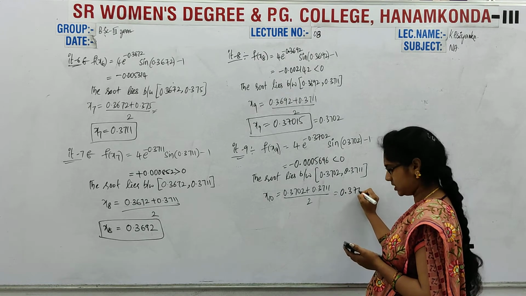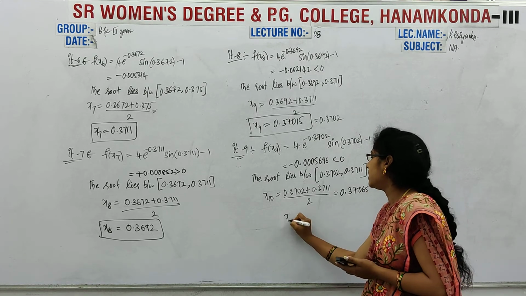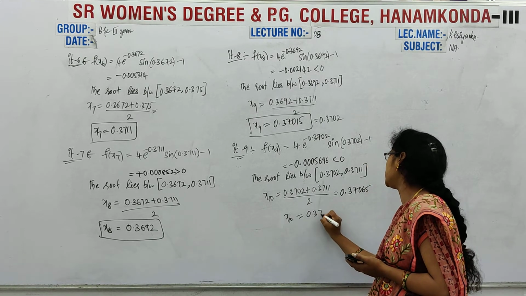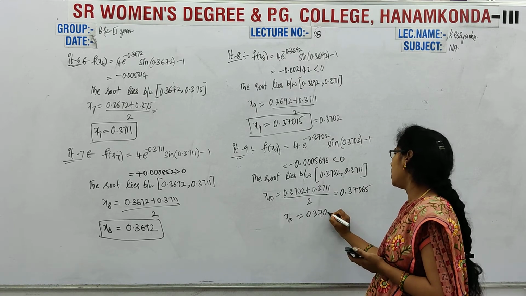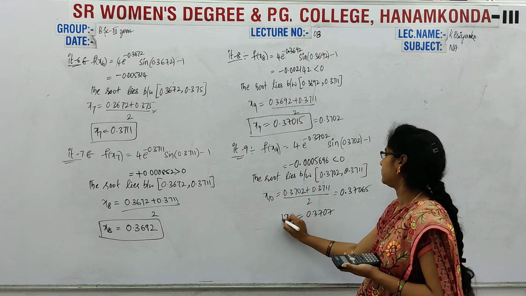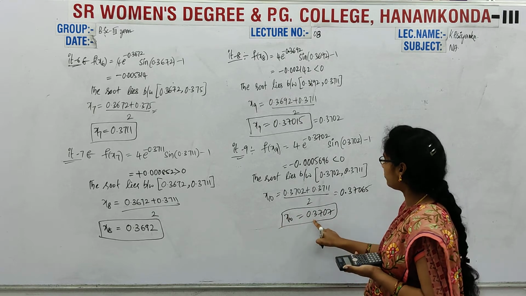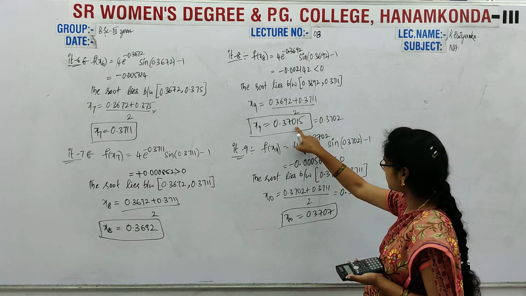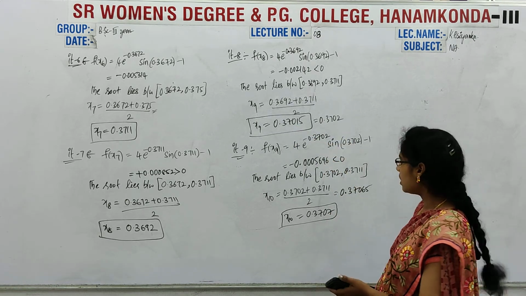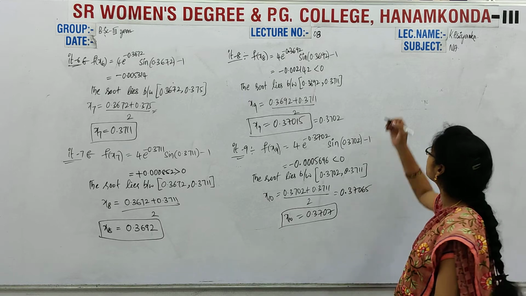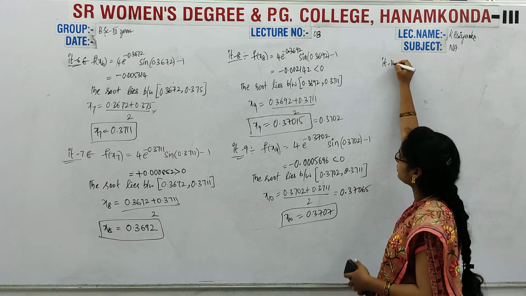Now x10 equals 0.37065. So I am taking simply 0.3707. So now previous value x9 is 0.37015, I mean 0.3702. Here we have 0.3707. So by taking the next iteration, there is a chance to get some near value.